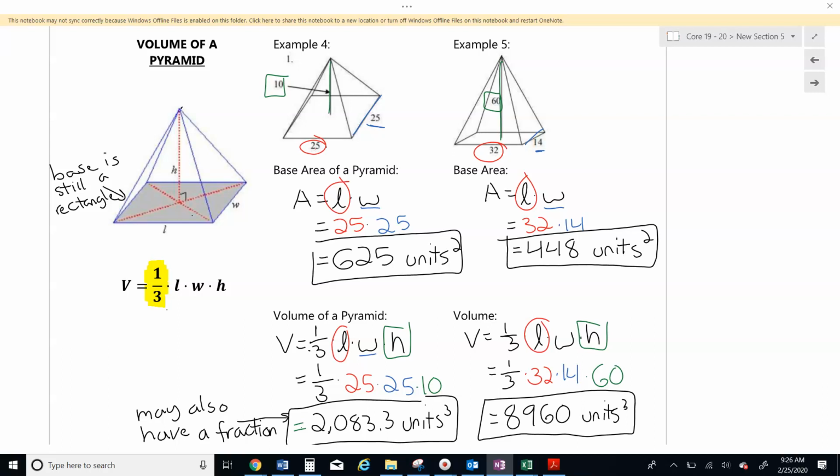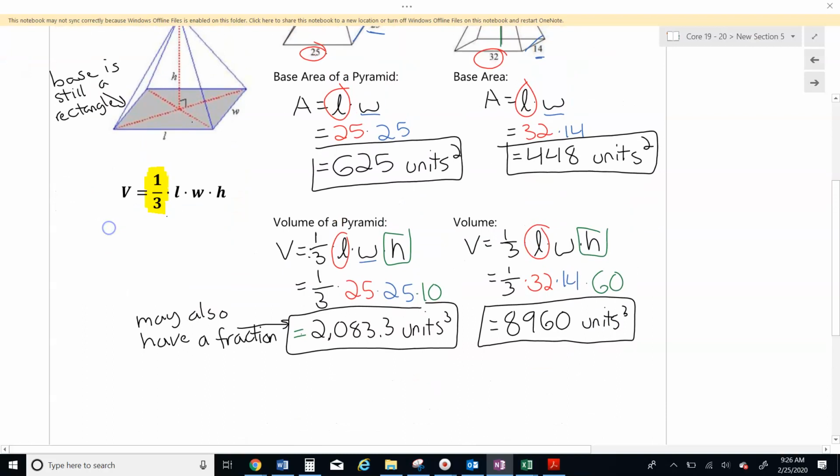All right, and that is it for our first section on volume. Go ahead and get started on your D1 activity.